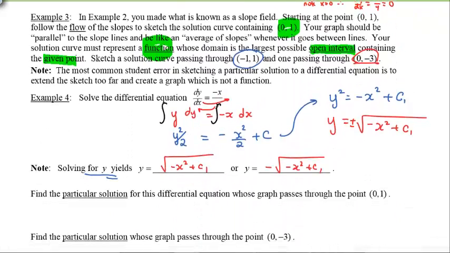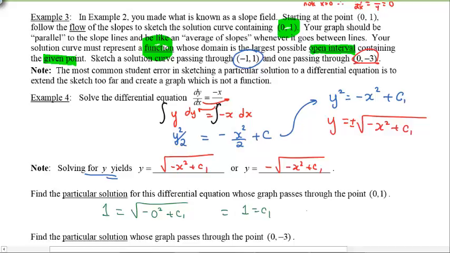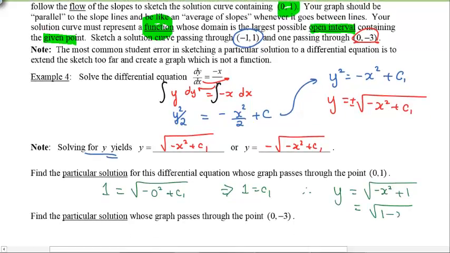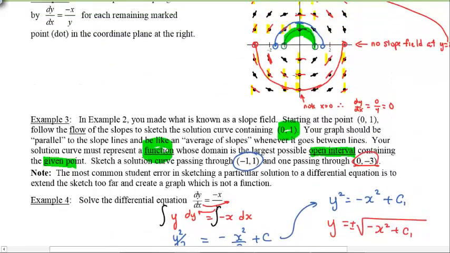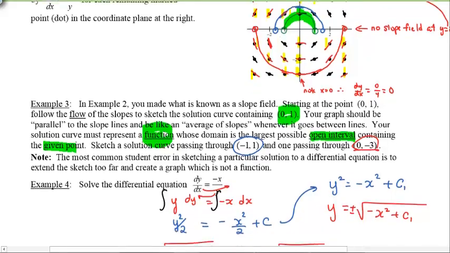So if I asked you to find that, all you need to do is solve for c by plugging in the point 1 for y and 0 for x. And notice you just get 1 equals c1. So therefore, the equation is y equals the square root of negative x squared plus 1. Some people like to write it as 1 minus x squared. I'm okay with that. And this equation represents the green graph there, which I think makes sense.